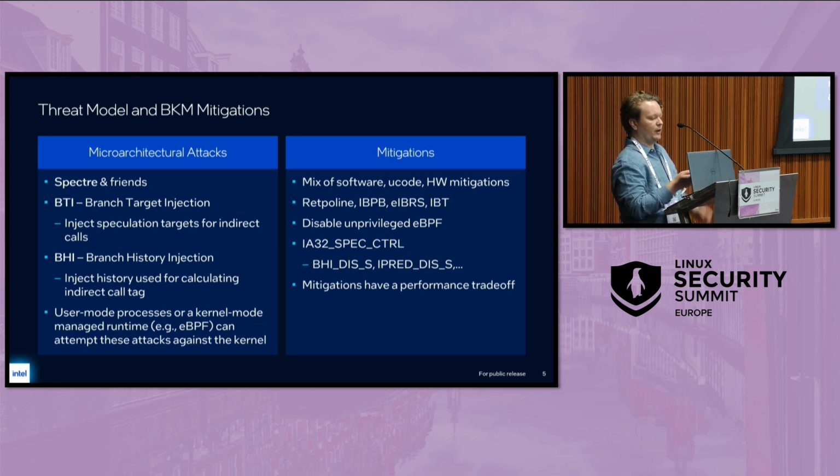Besides that, there's a few other mitigations, IBT, which enforces that indirect calls just target a certain instruction, an end branch instruction. I'll also get to this in a bit. And as Scott already hinted at, we have a bunch of these knobs that you can tweak in the IA32_SPEC_CTRL model-specific register, where you can disable certain behavior so that branch history isn't shared between different modes, between ring 0 and ring 3, for example.